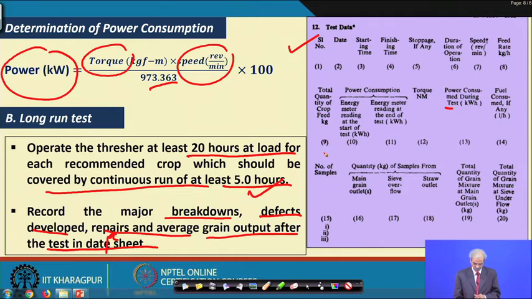Number of samples, then quantity of main grain outlet, sieve overflow, straw outlet, total quantity of grain mixture, the total quantity of grain mixture at sieve underflow in kg. Now, these are the 20 items, from 1 to 20, which are there. So, these items must be looked into while reporting the values.